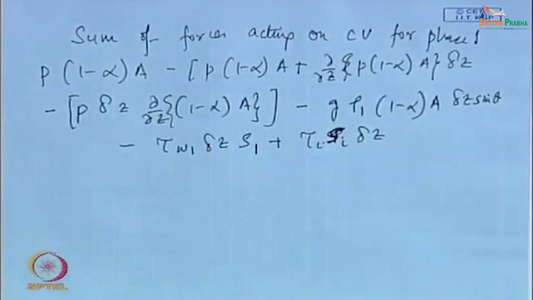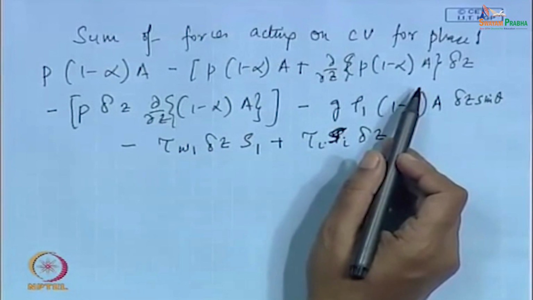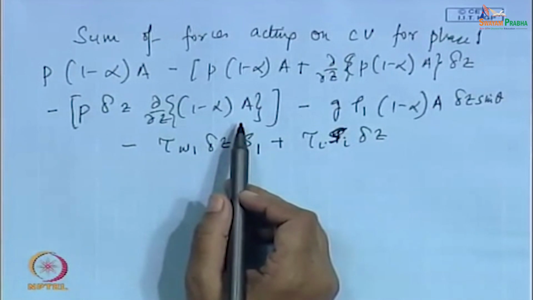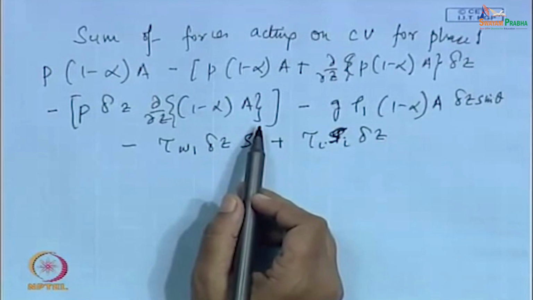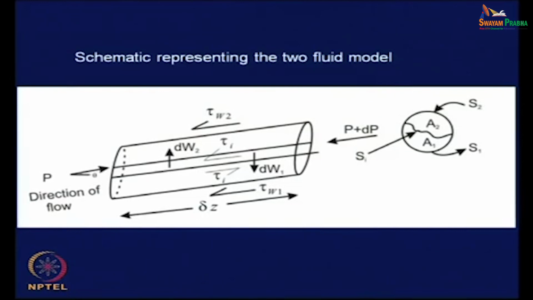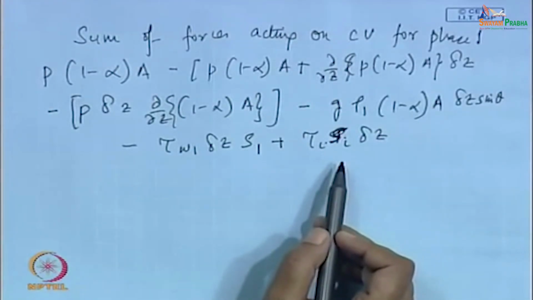So, therefore, the first two terms refer to the pressure forces on the ends of the element. The third term is a pressure force on the curved surface, which occurs when there are changes in the cross sectional area only. Otherwise, this particular thing does not arise. Here I have not shown a change in the cross sectional area, but if this would have been a gradual expansion or a contraction, then naturally that particular force would have come. And this is naturally the gravitational force, and this is the shear stress forces, the wall shear stress and the interfacial shear stress.